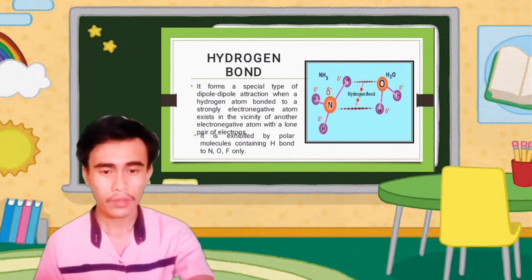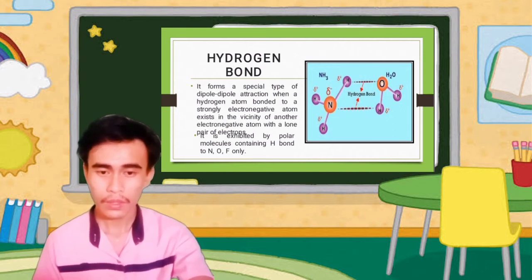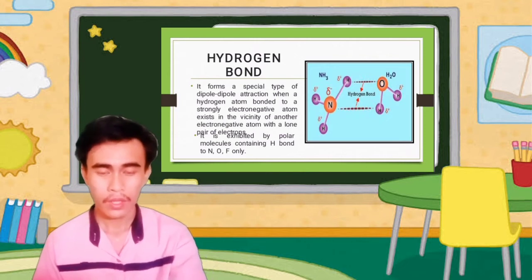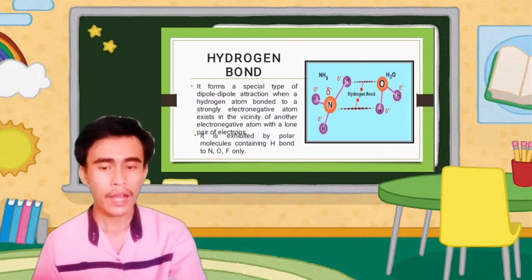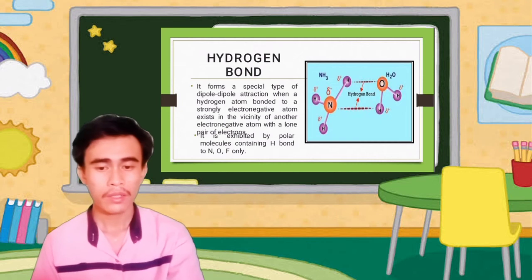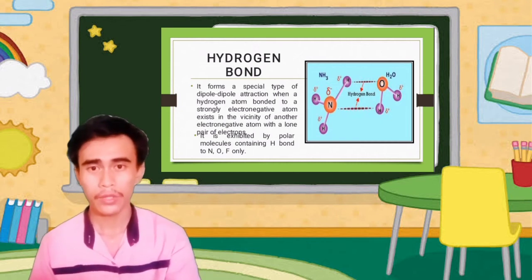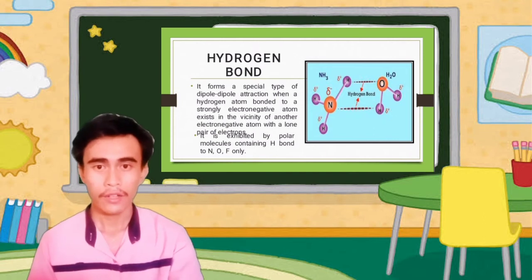For example, meron tayong NH3. So, at meron din tayong water. So, kapag nag-bond yung hydrogen sa oxygen, it will be called the hydrogen bond. So, lagi nating tatandaan kapag hydrogen bond, kailangan mag-bond yung ating hydrogen sa tatlong ito o kahit sa isa man lang sa tatlong ito which is the nitrogen, oxygen, and fluorine.